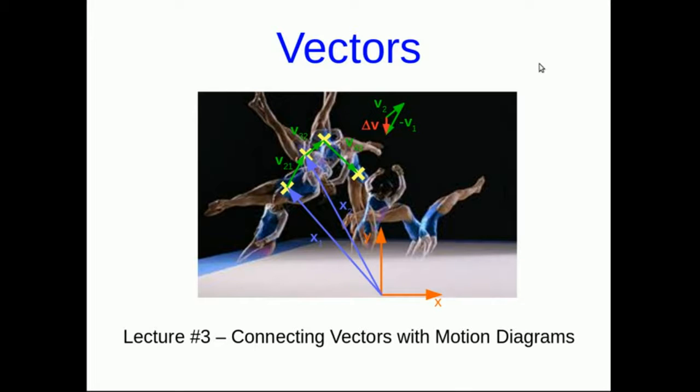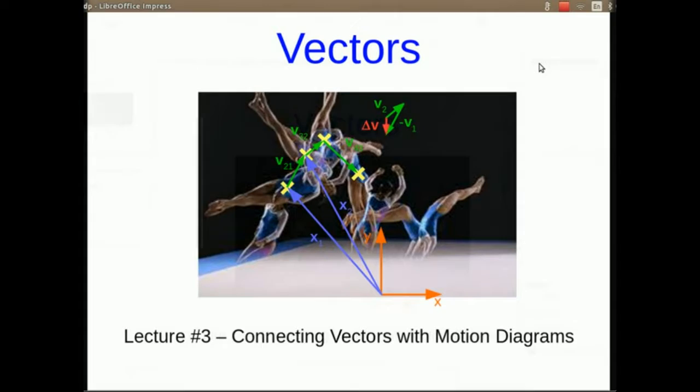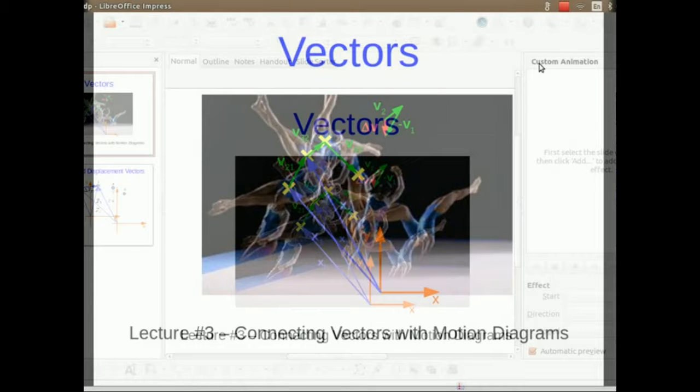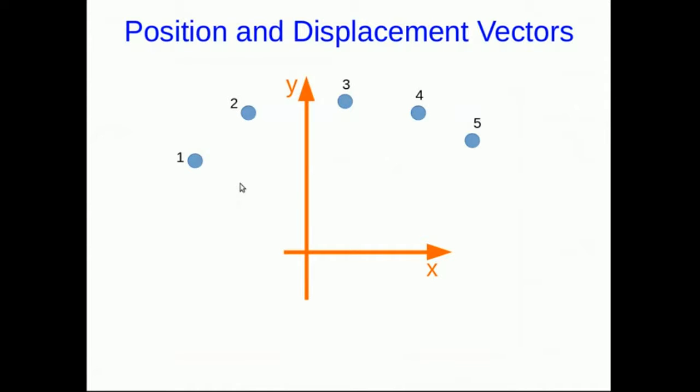Hello and welcome to Lecture 3 of Vectors, and now we're going to connect the ideas we've been looking at with motion diagrams with what we've just learned about vectors. So here's a simple motion diagram, although it's not a one-dimensional motion diagram like most of them we've been looking at, right? This object is moving in a curved path. And let's first talk about how we define position and displacement vectors.